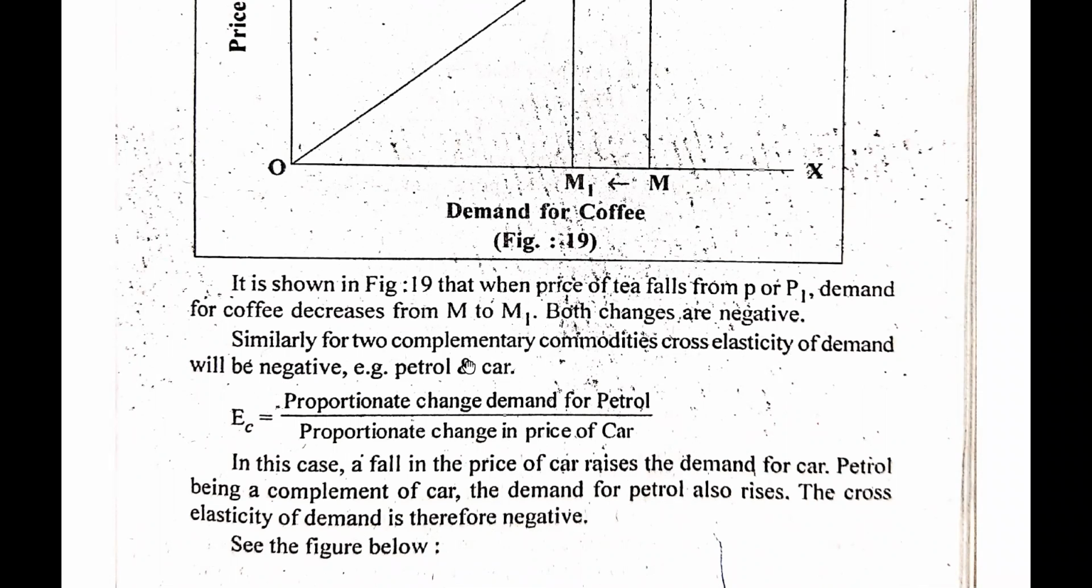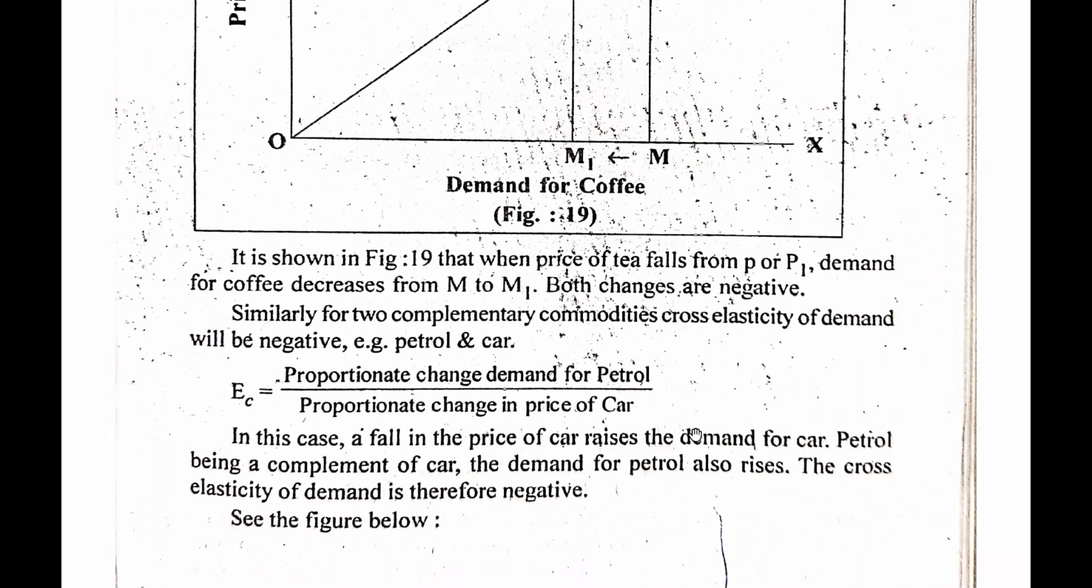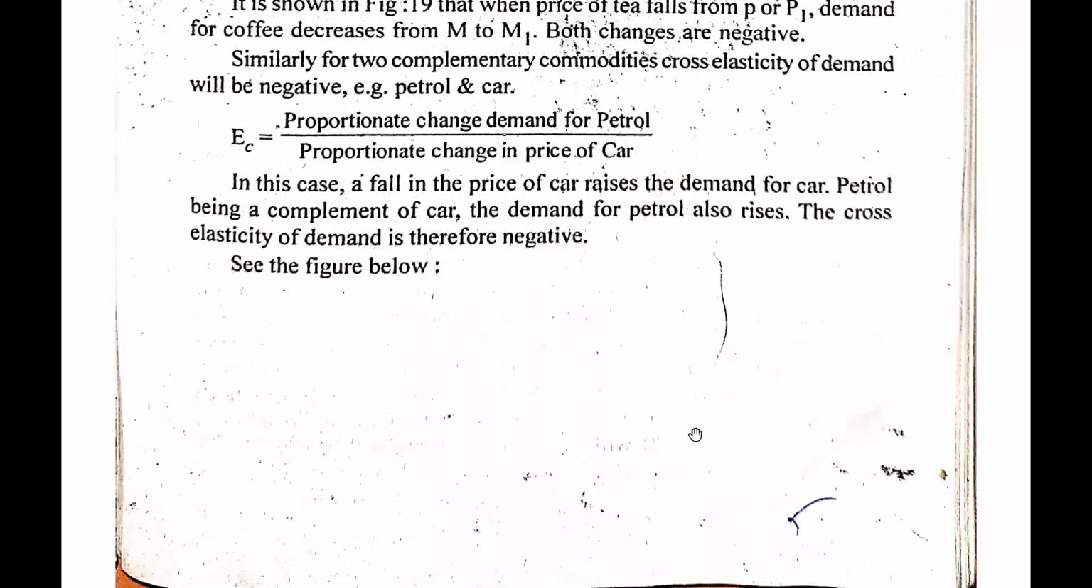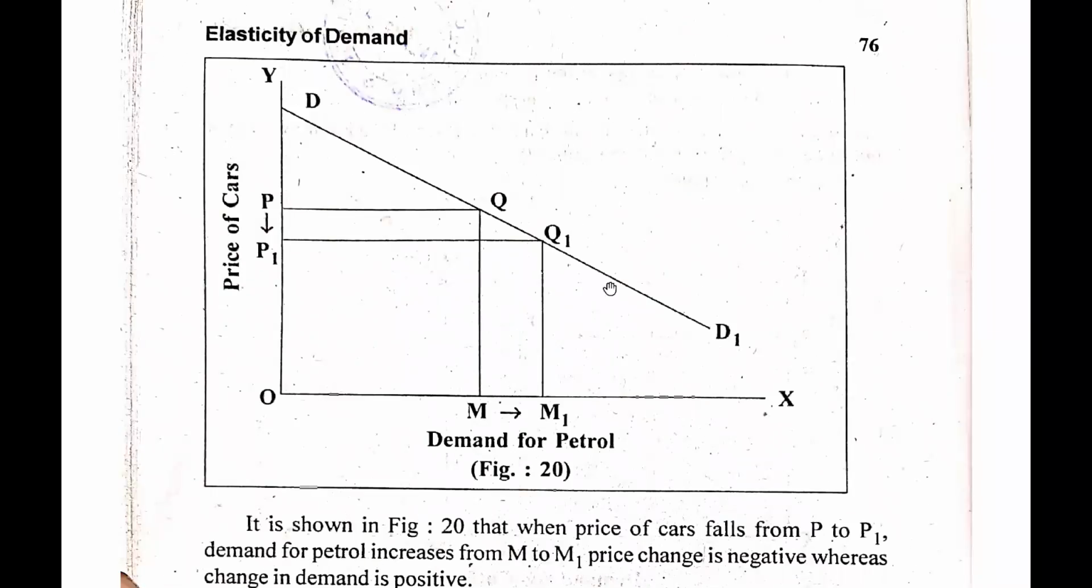So guys, as I gave you the example of bike and petrol, here we have the example of petrol and car, and we also have the formula for cross elasticity of demand. The formula is the proportional change in demand for petrol divided by the proportional change in price of cars. By putting in this formula, we will get the answer. And here we are given the explanation in diagram form.